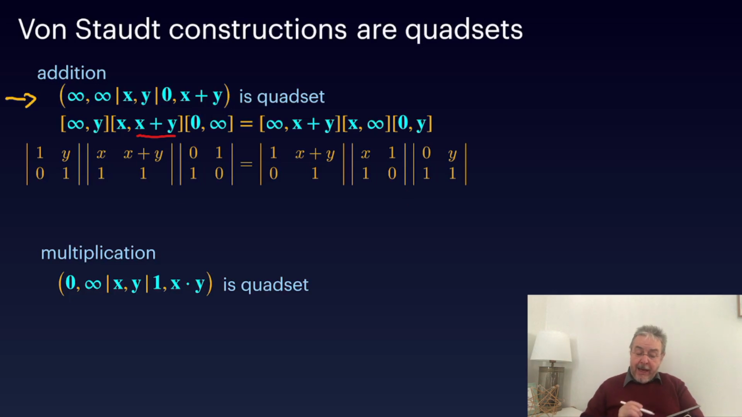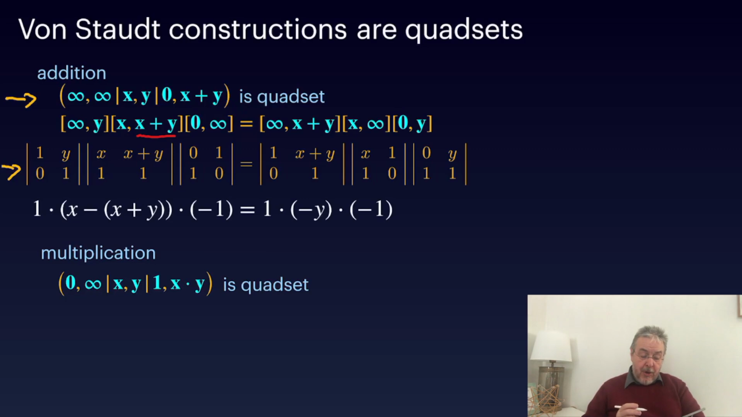So now we can do the following. We can check if this equation here is actually a proper equation, whether it's true. So let's just check. We get this determinant here results to be 1. This here is x minus x plus y. This here is minus y.